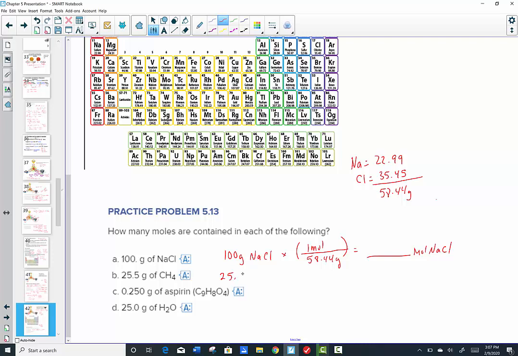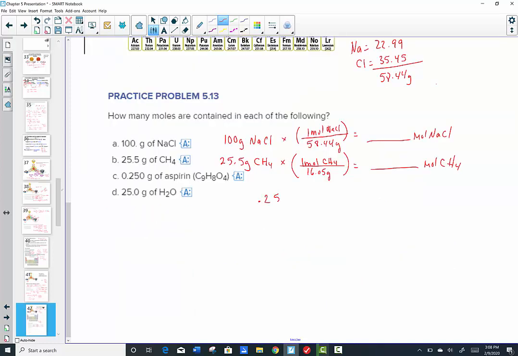Here, methane, 25.5 grams of methane, CH4, times a conversion factor, where 1 mole of methane has a molar mass of, let's see, 12.01 plus 1.01 times 4 is 16.05 grams. How about letter C? 0.250 grams of aspirin times a conversion factor that will cancel grams and bring me into the mole. Let's see, 12.01 times 9 plus 1.01 times 8 plus 16 times 4. This molar mass was 180.17. 180.17 grams, the mass of 1 mole.